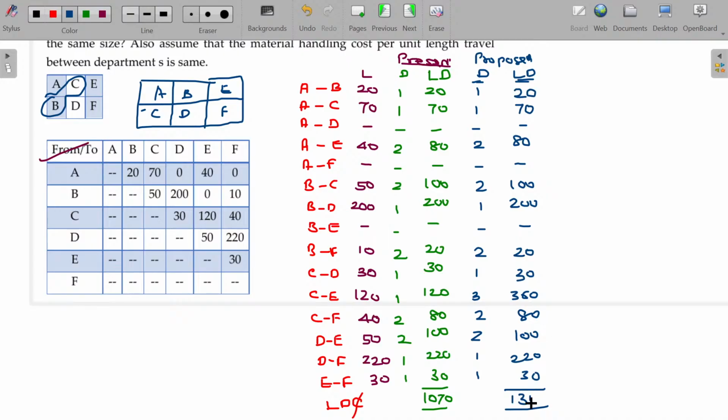1310. Because of altering the layout, we are not actually reducing the load distance, we are increasing. So this model is not recommended. We have to recommend to continue with the existing layout itself. Okay, clear? Existing layout is superior.